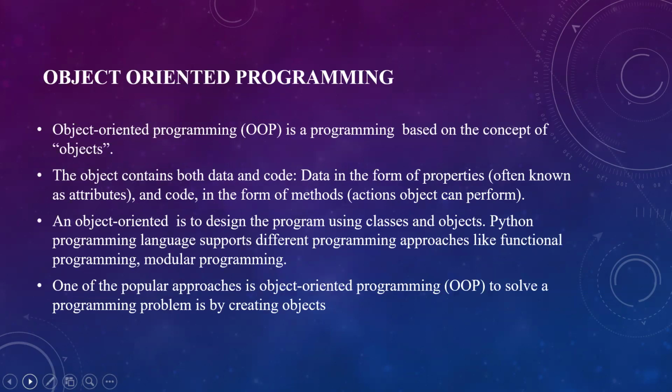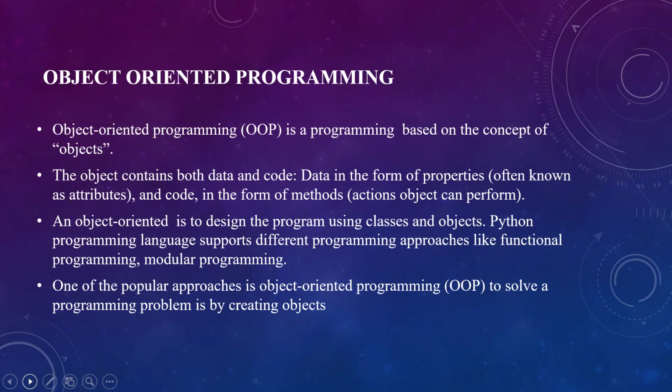Object-oriented programming. In object-oriented programming, we mainly focus on creating objects. The objects contain data and procedures. An object means an entity that contains data and procedures. Entity means something which has specific characteristics, with data in the form of properties, also known as attributes, and code in the form of methods, also known as procedures or functions. Methods perform operations on the data attributes.